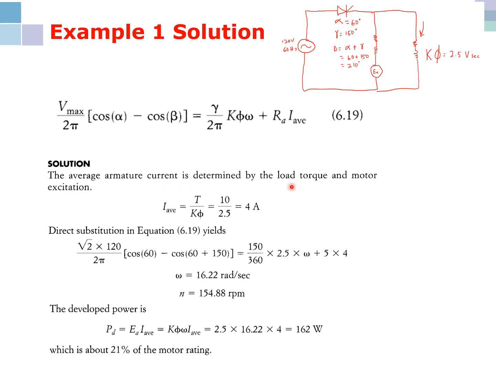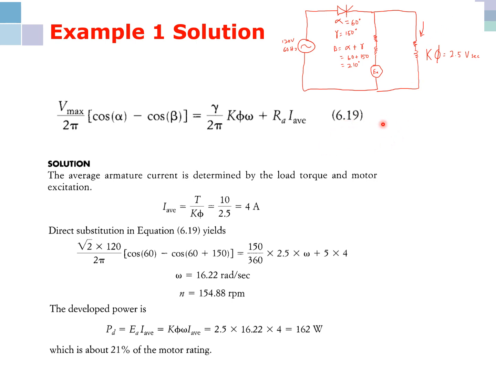It can be determined by the load torque and the motor excitation. I average is equal to the torque over kV. You must remember what the first step is: you need to get the value of I average, which is the torque over kV, 10 over 2.5. You can get the value 4 amps.